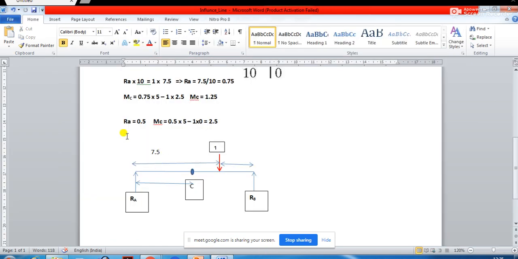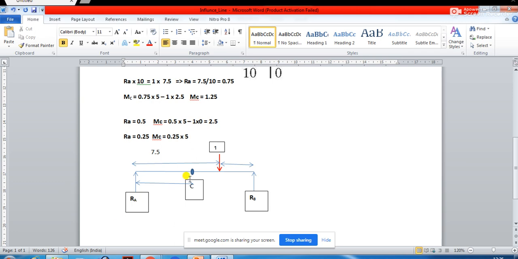So RA in that case will be equal to 0.25, right? Now if RA is 0.25, what will be the value of MC? Now you tell me. 0.25 into 7.5. Will it be 7.5? Where are you taking the moment? 5. Yes, 5. Don't get confused, okay?